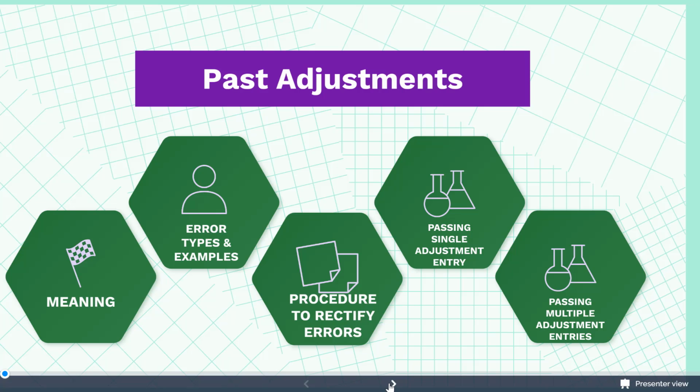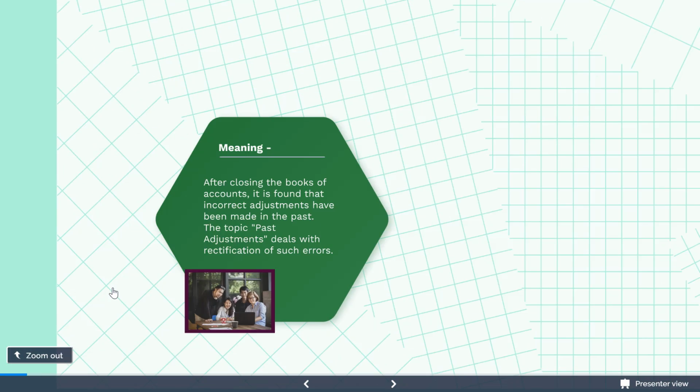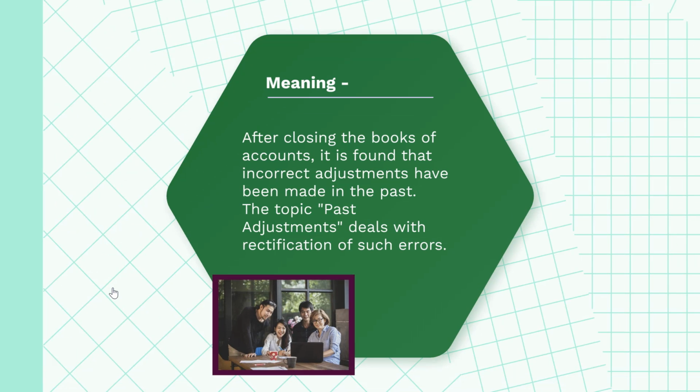Let's start with the meaning of past adjustments. After closing the books of accounts, it is found that incorrect adjustments have been made in the past. The topic past adjustments deals with rectification of such errors.